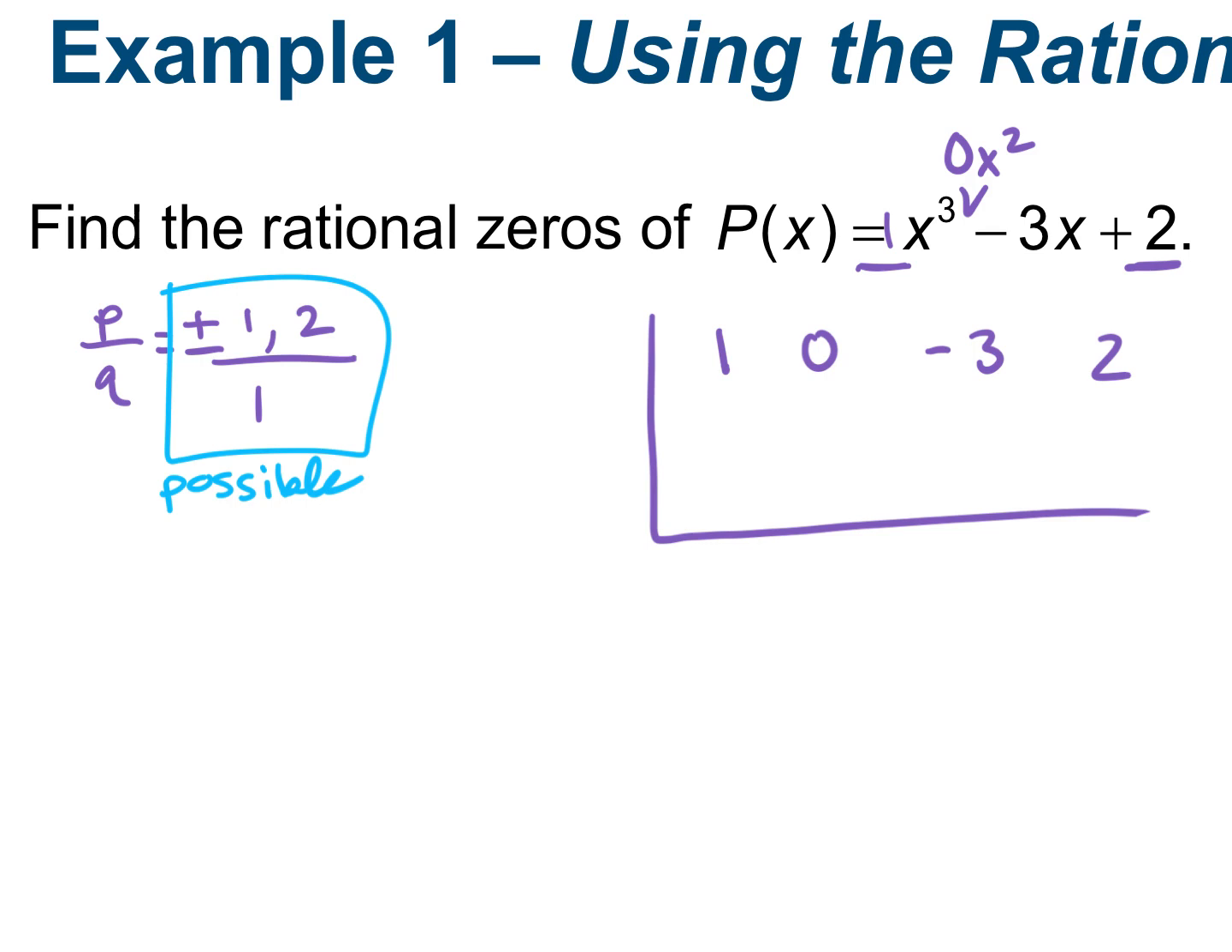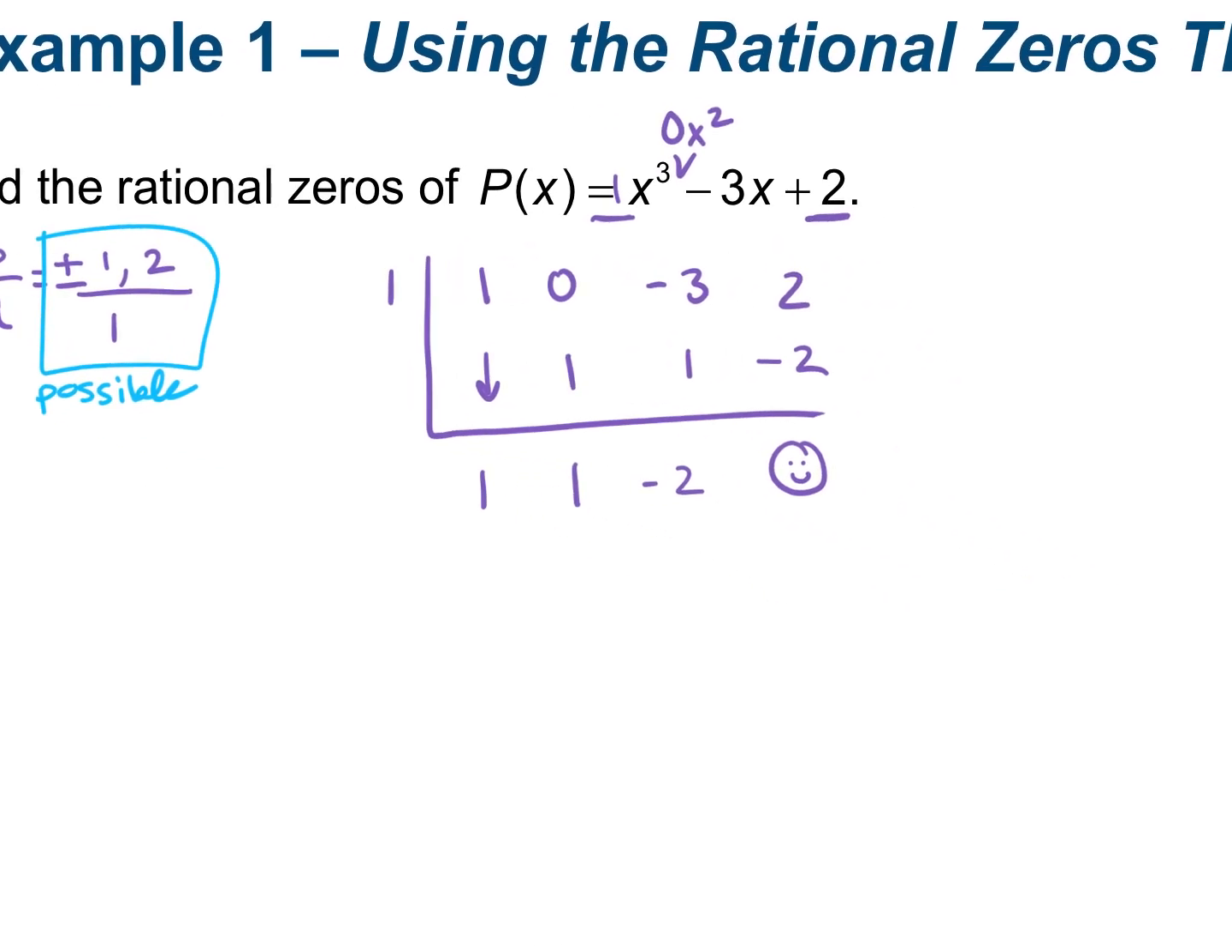Now outside, we can try positive 1, -1, positive 2, or -2. I would suggest sticking with 1 first, the smaller numbers first, just because it's going to be easier math. So what do you want to try first on the outside? Sure, let's try 1. So we're going to drop down the 1, multiply, add on the inside, we get 1, multiply 1, add, -2, multiply -2, add, we get 0. So is 1 a factor? Yes. So x is equal to 1. That is one of our answers.